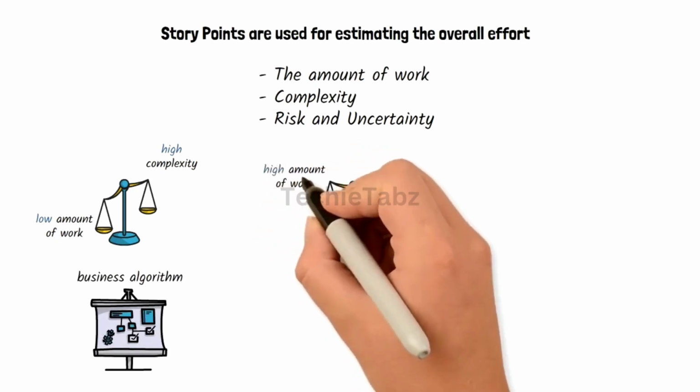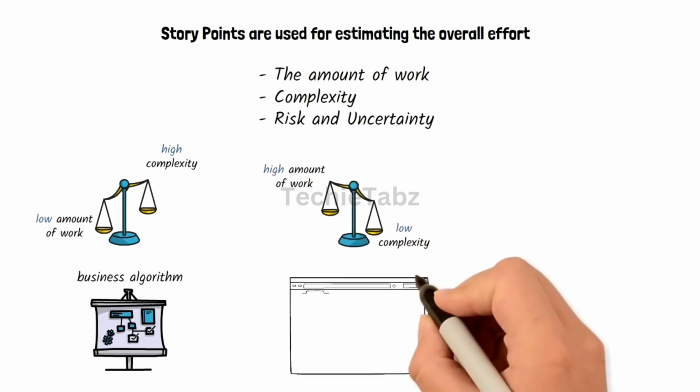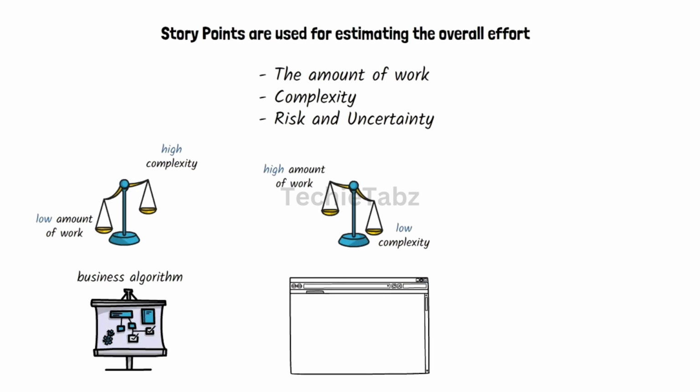Examples of high amount of work but low complexity could be building an additional section of a web page similar to the rest of an existing site, or adding a high amount of simple fields to an existing website. This work might not be complex, but it's still a high amount of work.